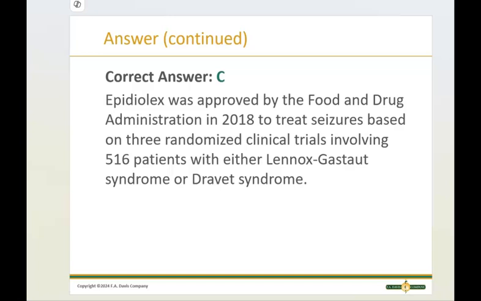Okay, that's a short, quick and dirty review of Chapter 8, Cannabis. See you in Chapter 9.